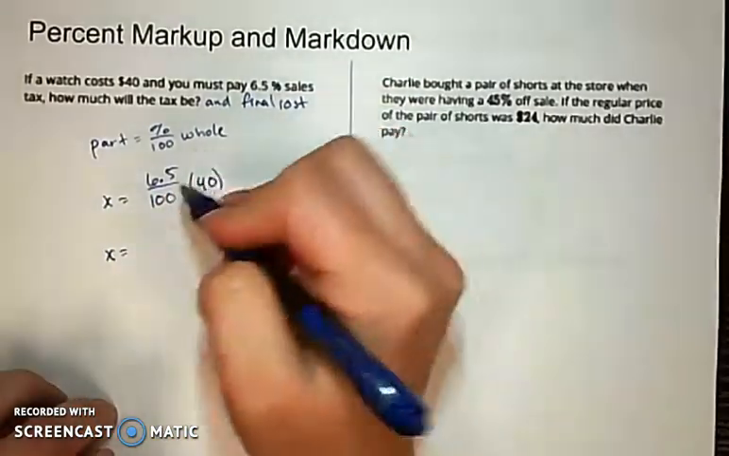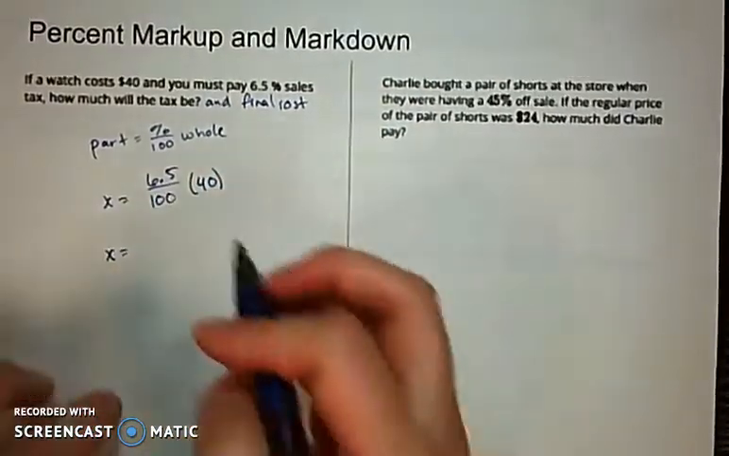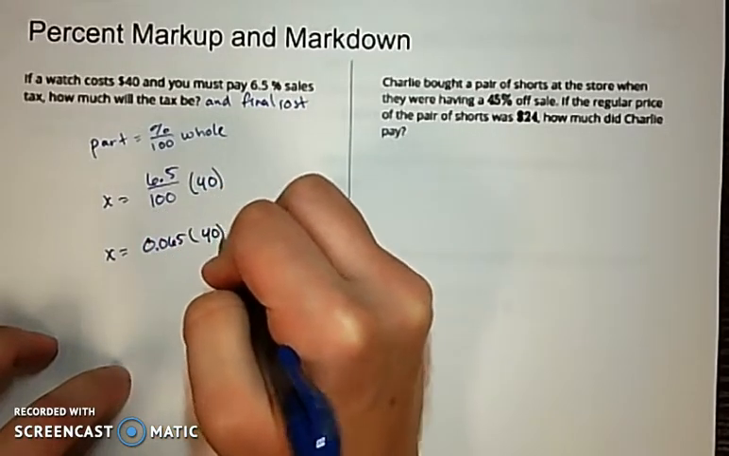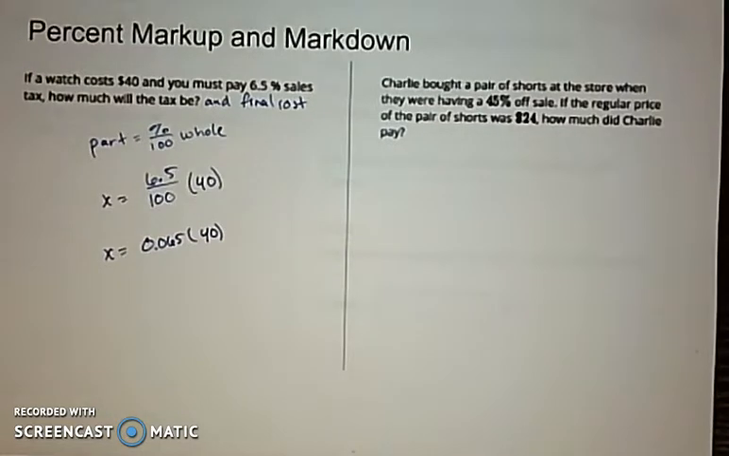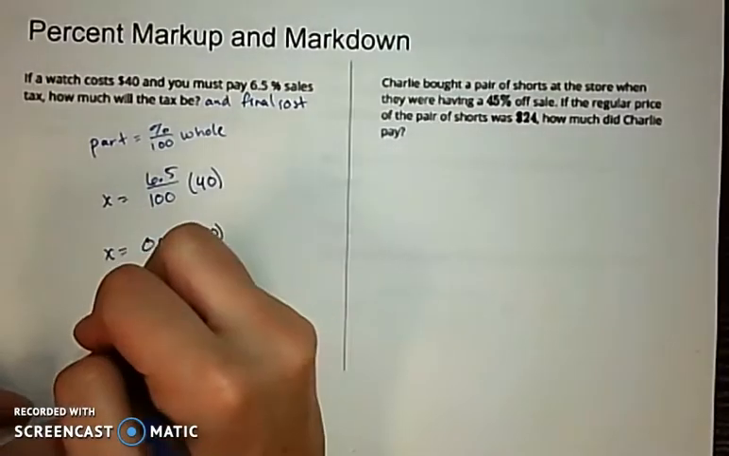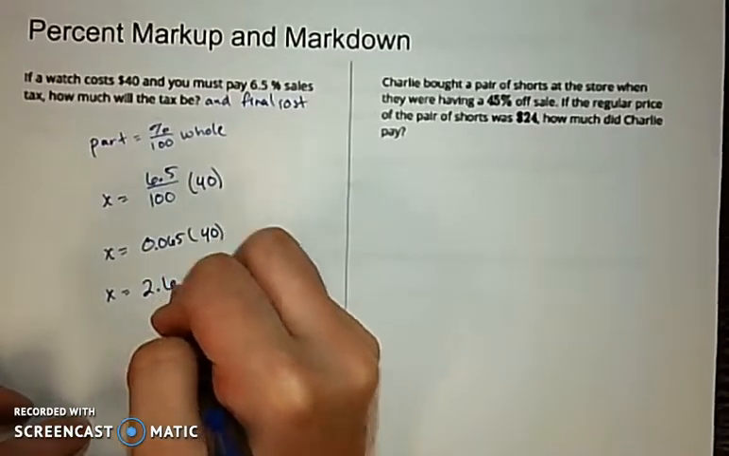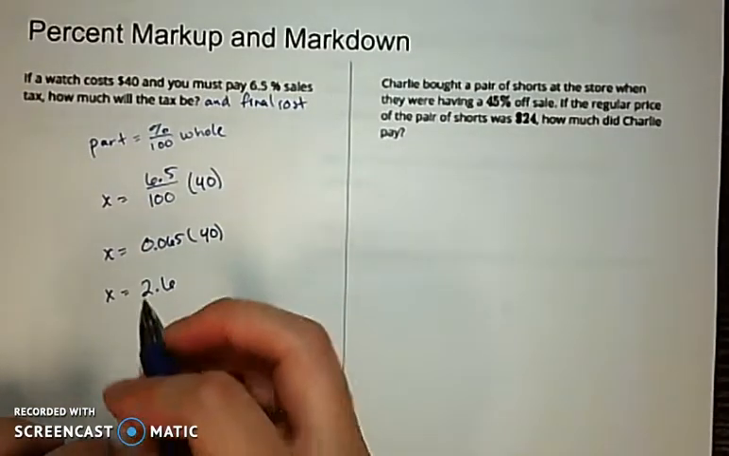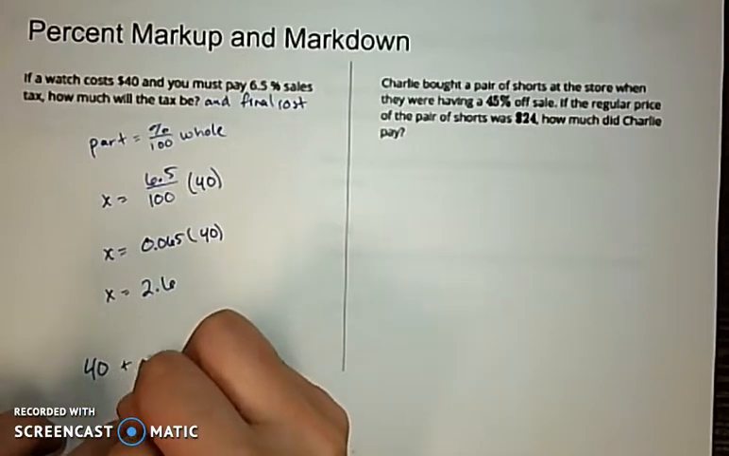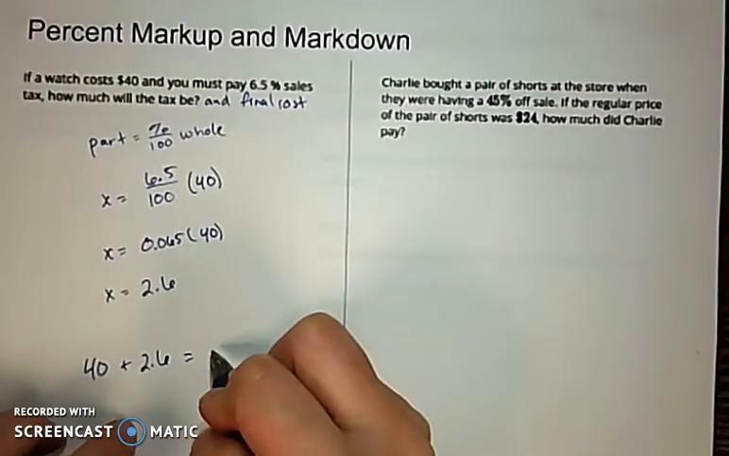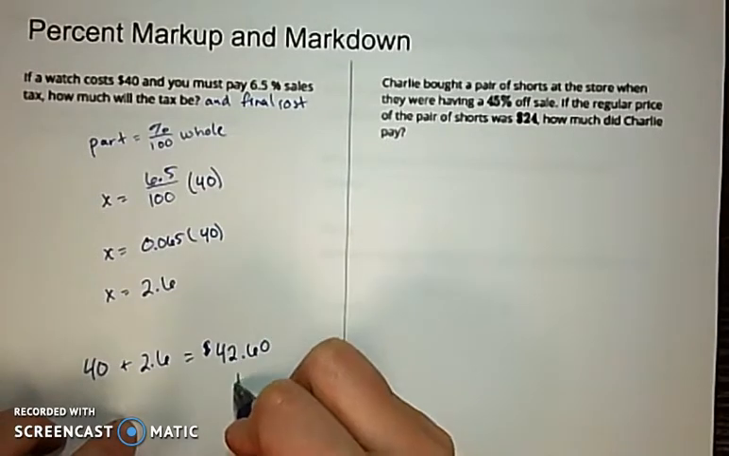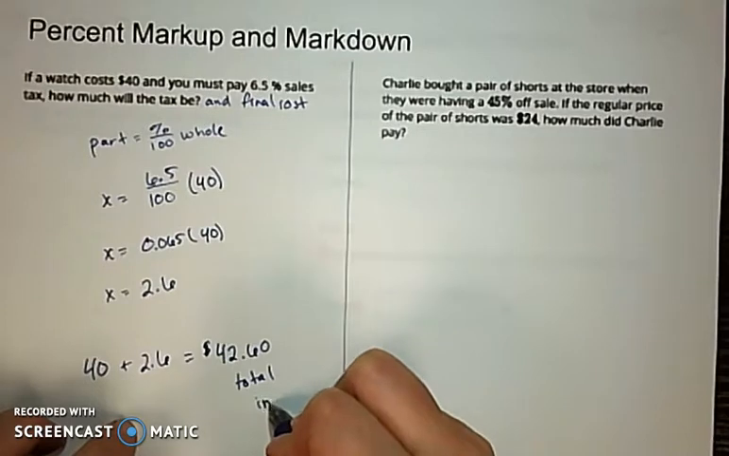So I can go ahead and simplify this down. I have 6.5 divided by 100, which I know is 0.065. I multiply that times 40, and I get that x equals 2.6. So that means that I'm paying $2.60 in sales tax. But if I want to find the final cost, I need to add that back to the 40. So 40 plus 2.6, which means that I would be paying $42.60 total, including tax.